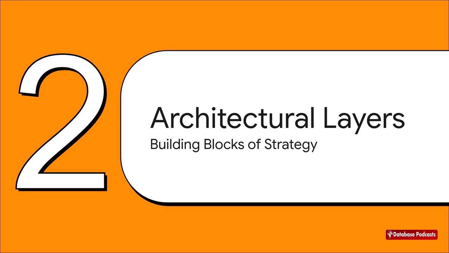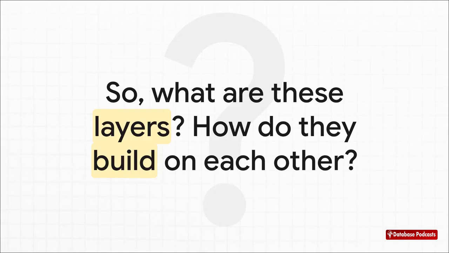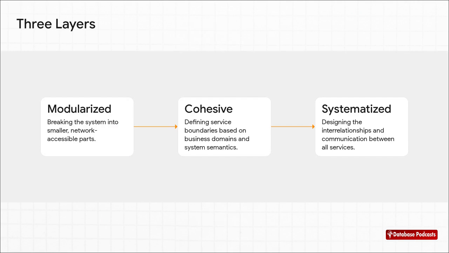So how does this actually work in practice? I mean, how do you build an architecture based on goals? Well, it all comes down to thinking about your system in 3 distinct layers. Which, of course, leads to the next question you're probably asking: what exactly are these layers? And more importantly, how do they build on each other to actually help us reach our goals? Let's break it down. It's a progression, really, a 3-step journey.